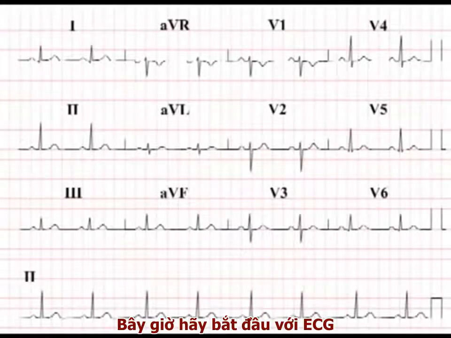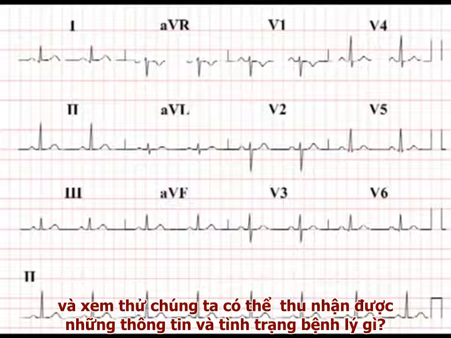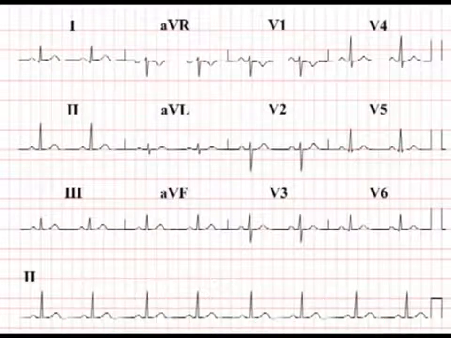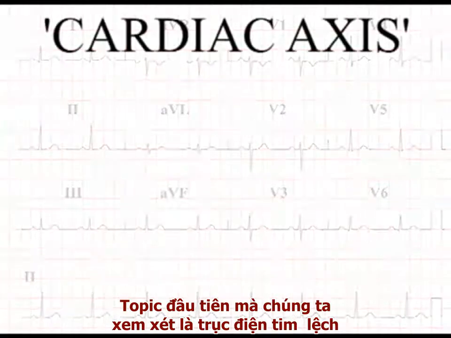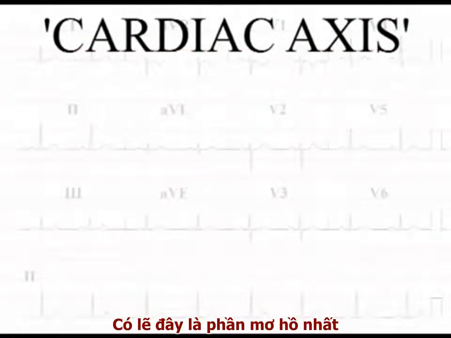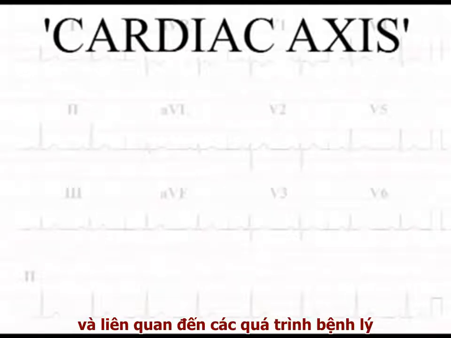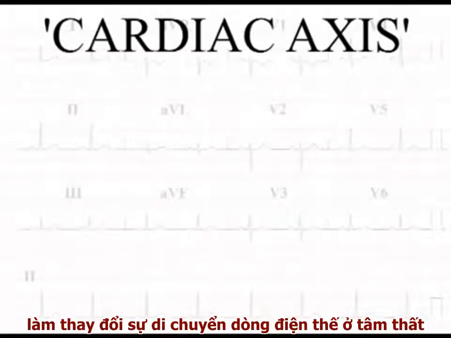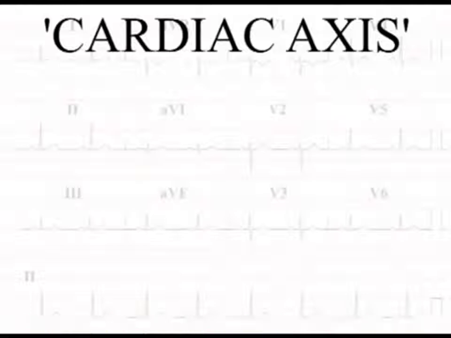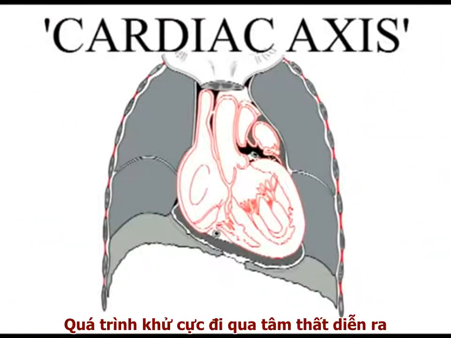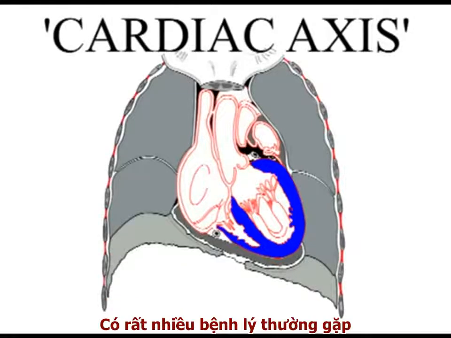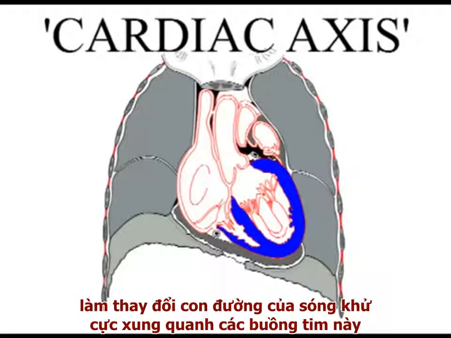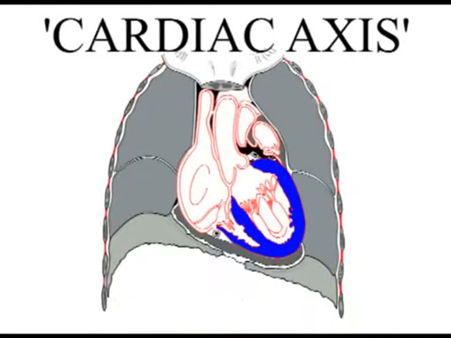Now let's start to put the ECG to use and see what information we can extract in disease situations. The first topic we will deal with, deviation of the cardiac axis, is perhaps the most abstract and concerns disease processes which alter the pattern of spread of depolarization around the ventricles. Cardiac depolarization travels through the ventricles in a highly organized temporal and spatial pattern. Many common diseases alter the pattern of flow of depolarization around the chambers.